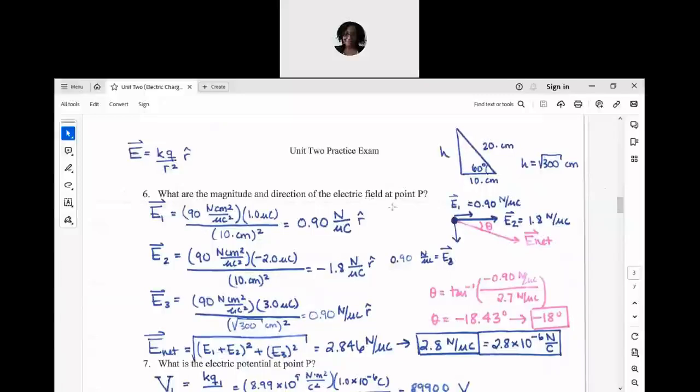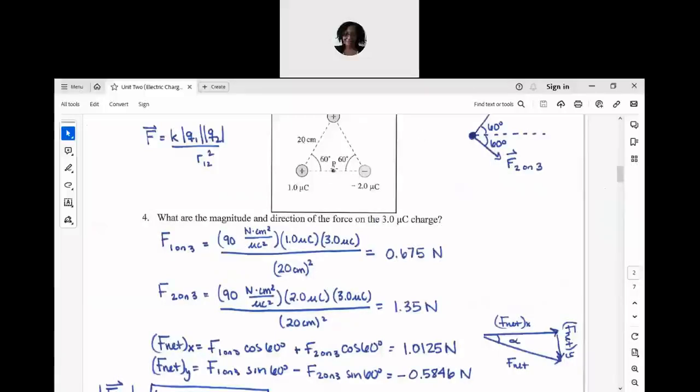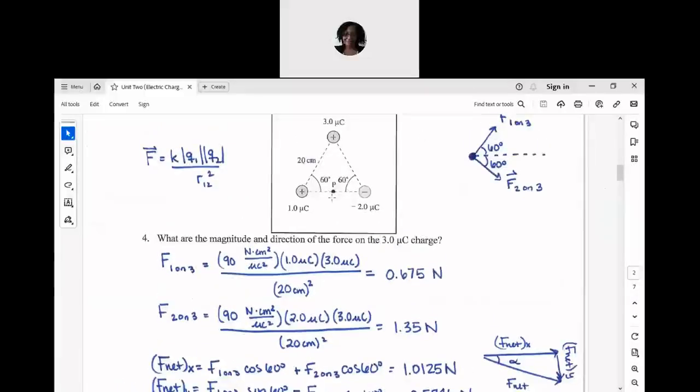Number 6 deals with the electric field at point P. If we go further up, you'll see that point P is right here at the base of this equilateral triangle. Point P is 10 centimeters away from the 1 microcoulomb charge. It's 10 centimeters away from the 2.0 microcoulomb charge, but it's a different distance away from the 3.0 microcoulomb. And that distance is not just 20 centimeters.